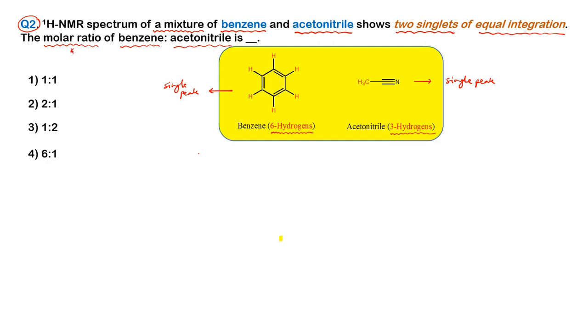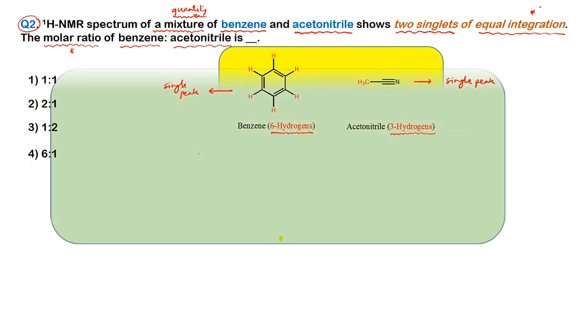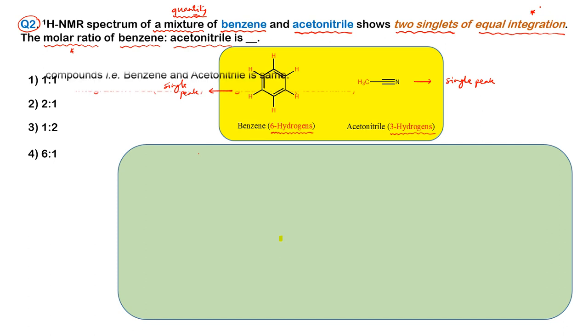If a mixture is given, we have no idea about the quantity, what amount of benzene and what amount of acetonitrile we have added. That amount can be calculated if we get the value of integration. In this case, the information provided is that the two integrations are of equal heights, or equal areas. So what can we relate with this data?